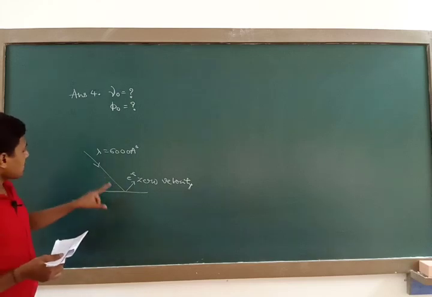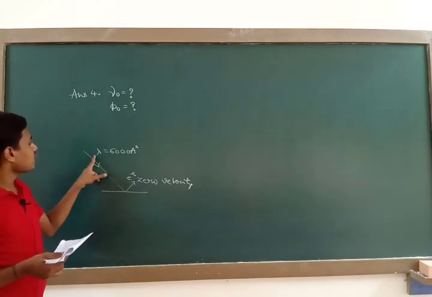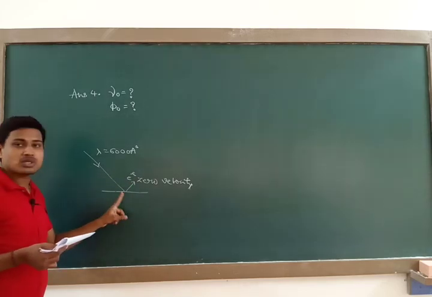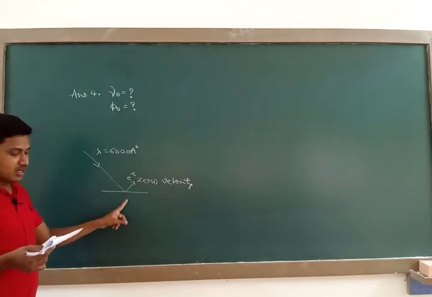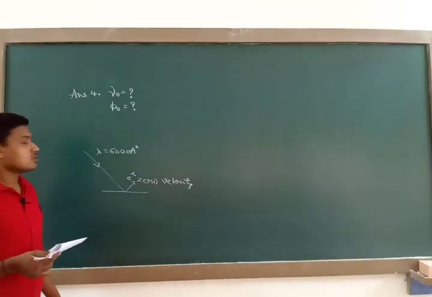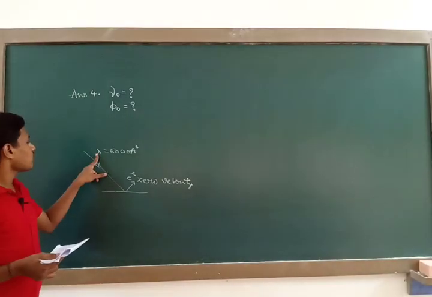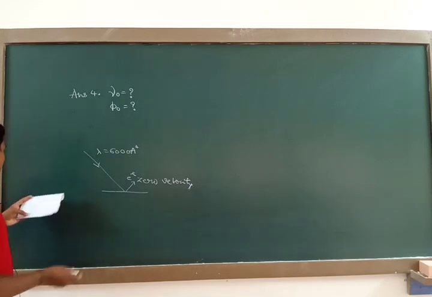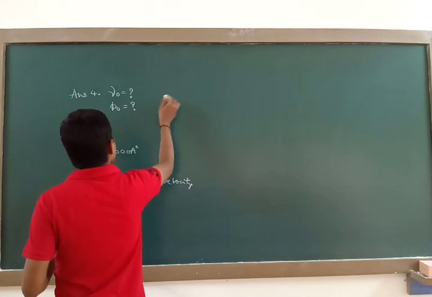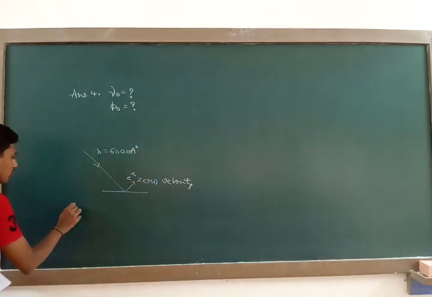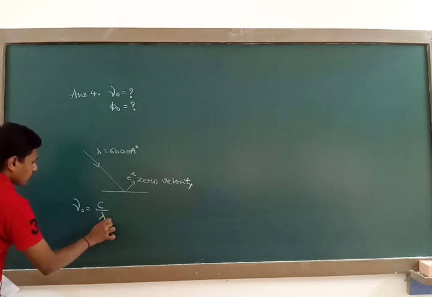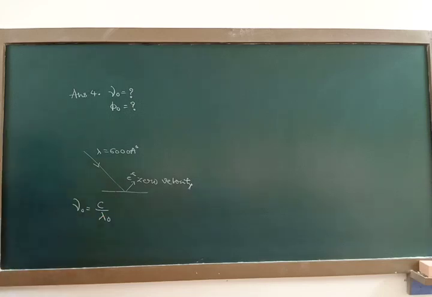When the surface is exposed to radiation of wavelength 6000 angstrom, what should be the threshold frequency and what should be the work function of this material? We know that ν₀ is equal to c by λ₀.